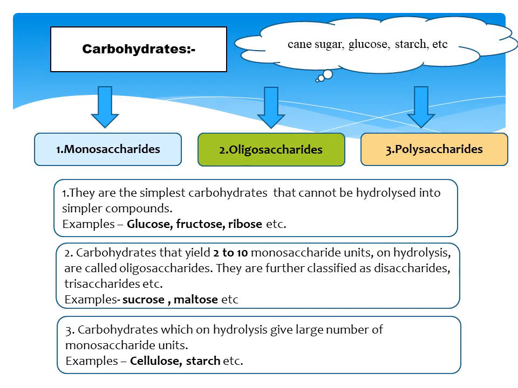The last one is the polysaccharide. The oligosaccharide limit is 10, meaning we can divide an oligosaccharide up to 10 monosaccharides. In polysaccharides we can divide it into more than 10, from 11 up to a large number, creating more monosaccharides. The examples are cellulose and starch.